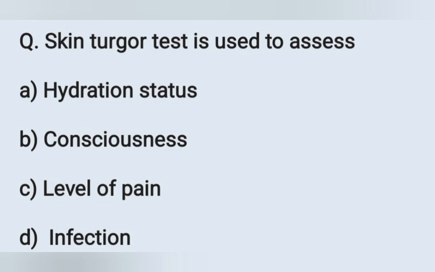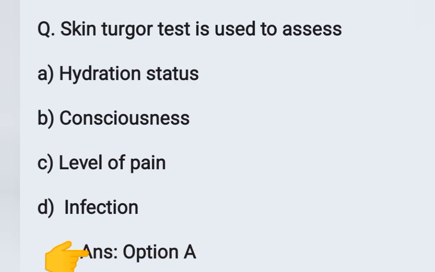Skin turgor test is used to assess? Options: option A hydration status, option B consciousness, option C level of pain, option D infection. Here our question is skin turgor. Why are we assessing the skin turgor? It is mainly to understand the hydration status. Option A is the correct answer. Or to understand the dehydration.